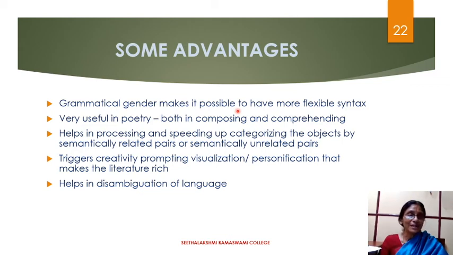And this grammatical gender also helps in processing and speeding up the categorizing of objects by semantically related pairs or semantically unrelated pairs. What are the words that are semantically related, and what are not? Since we can easily identify that, we can process and categorize the objects very easily. So this is another advantage of having grammatical gender in the language.